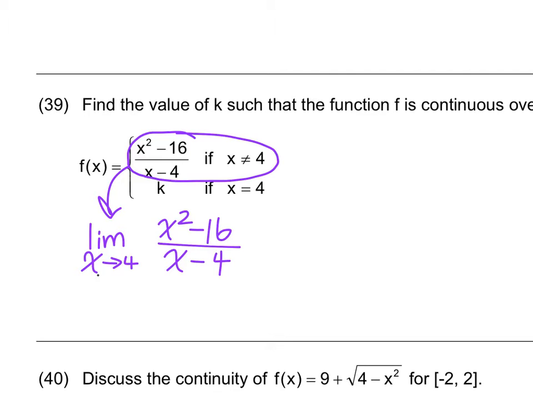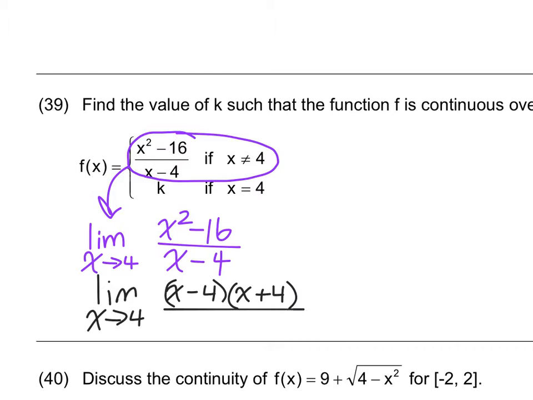Factor it. So we'd have x minus 4 times x plus 4 on top, x minus 4 on the bottom, cancellation. So this would be the same as saying the limit as x approaches 4 of x plus 4, which you could get just by doing direct substitution, and that gets you a result of 8.